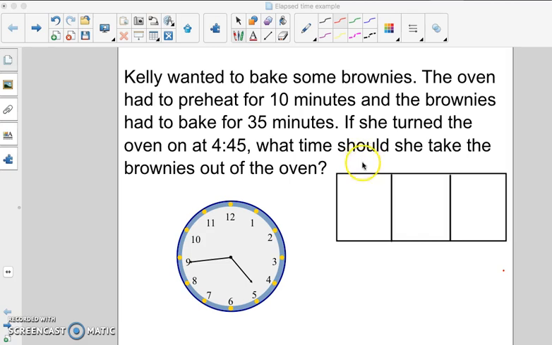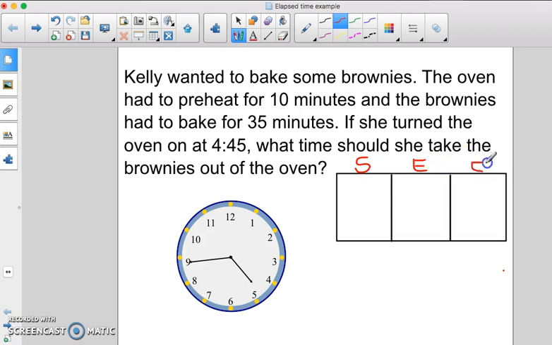Alright, so first I'm going to make my C chart, which I've already started over here. Remember the S stands for start, elapsed, which is how much time has passed, and then end. And the first thing we need to do is figure out what the problem is already telling us. What do we know? Well, we know that her start time is 4:45.